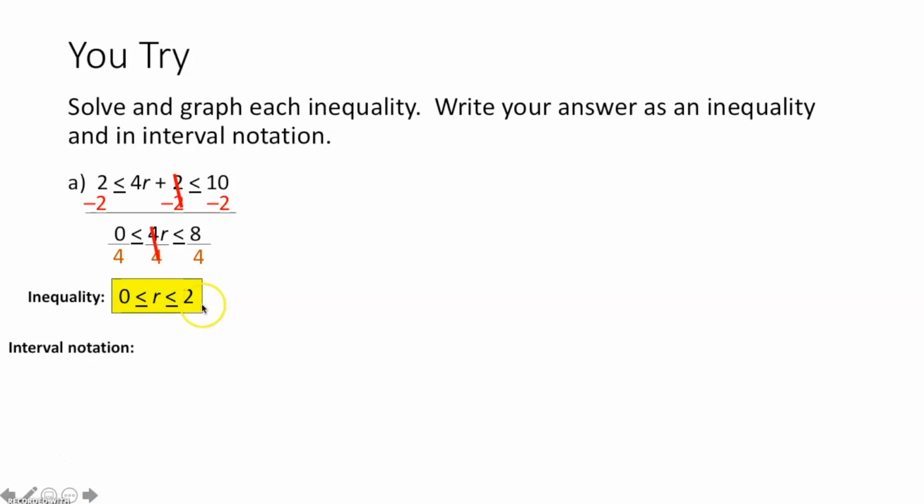How do we write that in interval notation? It's really easy to go from an and compound inequality to interval notation. Since there's an equal sign here, I'm going to put a bracket and 0, comma, and then 2. And since there's an equal sign here, I put another bracket.